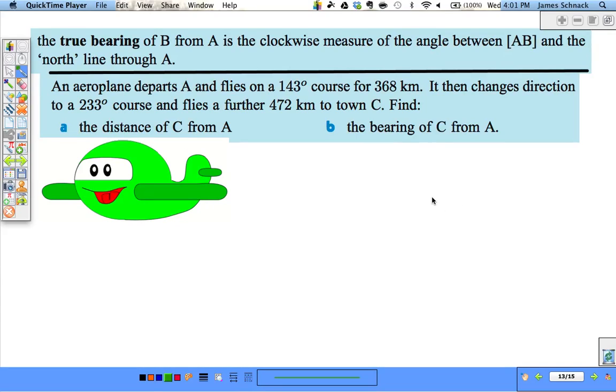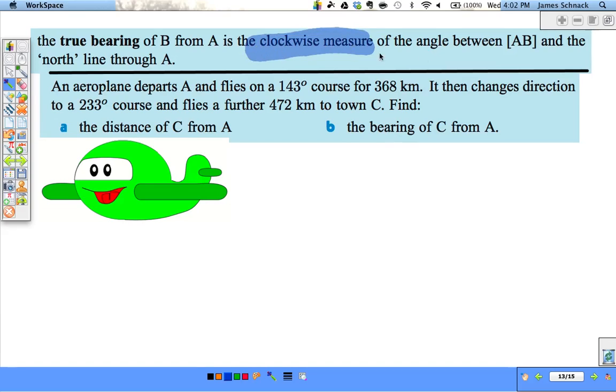So, more problem-solving examples, and this particular example involves something known as true bearings. True bearings are used a lot with flying, orienteering, and following maps, but it's a clockwise measure of the angle between a segment and north. So, of B from A.